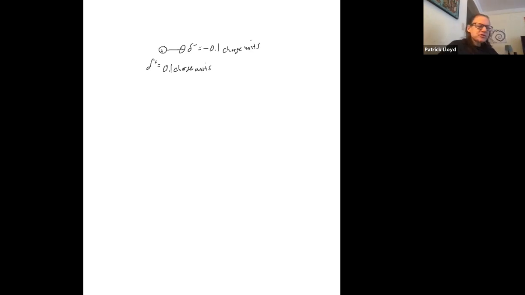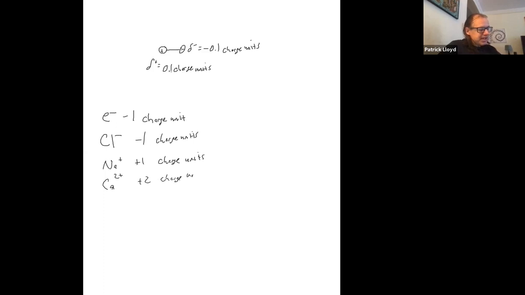Now, what do I mean by charge units? I mean this. An electron has 1 charge unit, or -1. A chloride ion, Cl minus, has a charge of -1. That's how many charge units it has. A sodium ion is +1. A calcium ion, which is +2, has +2 charge units, right?